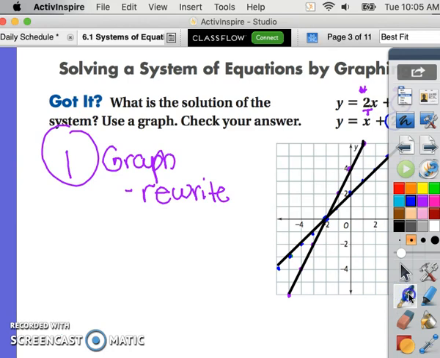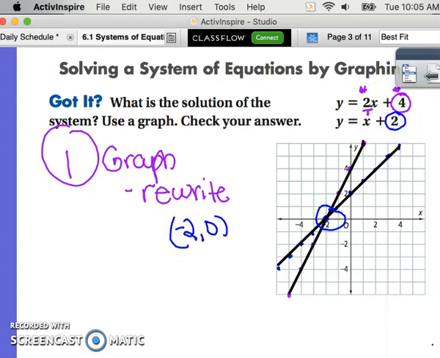Right here. The solution of that system of equations is -2, 0. Now, if you wanted to check it algebraically, you could put it into both of your equations here.